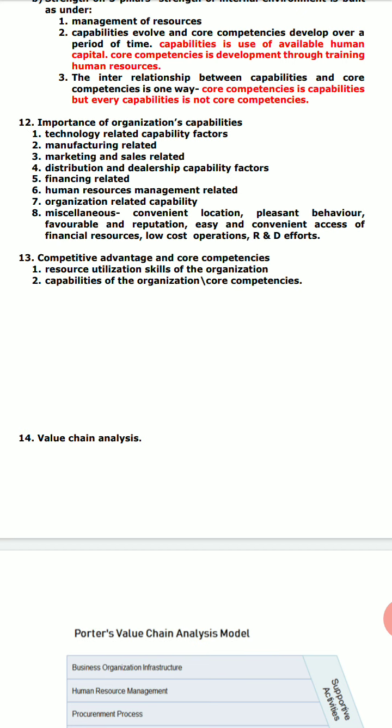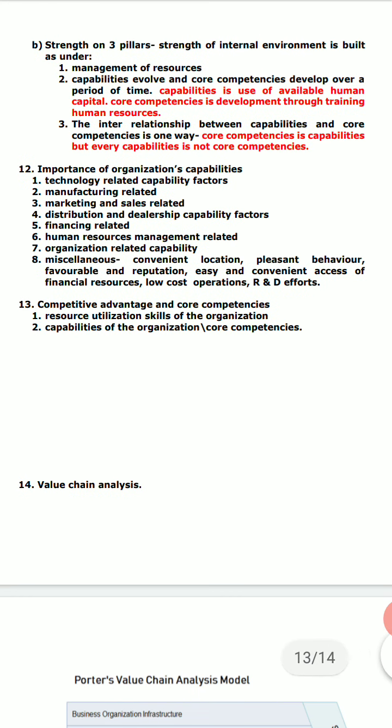So the second pillar involves two things: capabilities on one side and core competencies on the other side. Capabilities are related to human resources, right? It is the latent talent which may be there in the human capital, and that may be taken up, that may be evolved by the organizational strategies or policies. And core competencies may be related to human as well as non-human things.